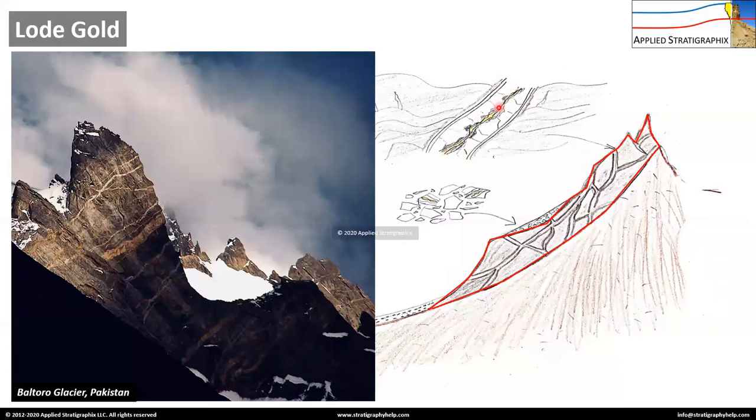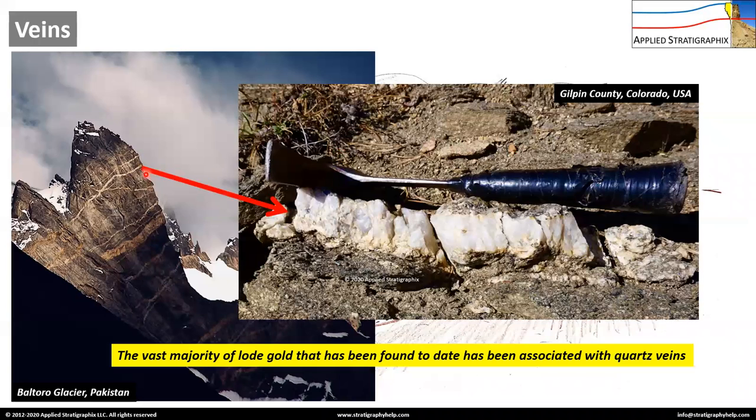So you can see here I've drawn one of these veins for you. So you've got quartz on the sides, and in the middle, you may deposit some gold. So these veins are super important. Here's a close-up of one of these.